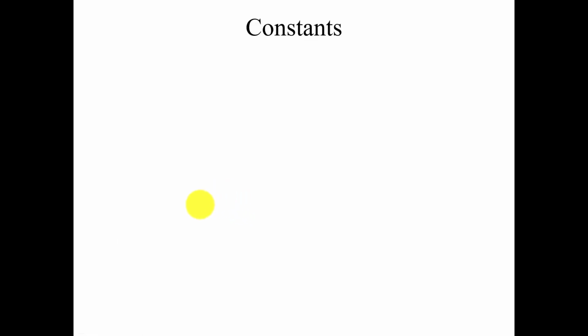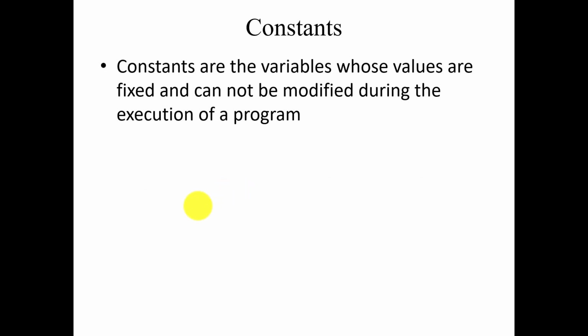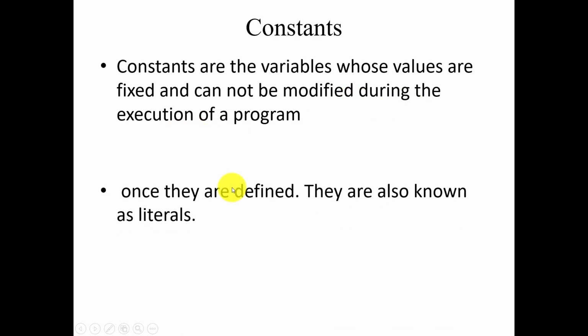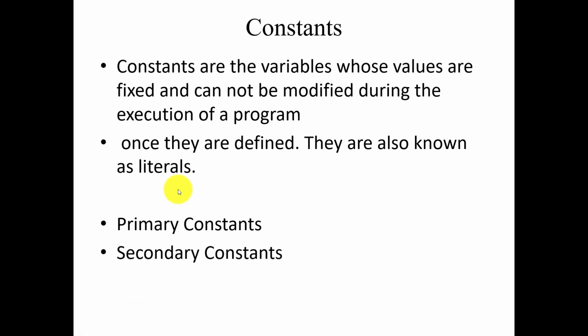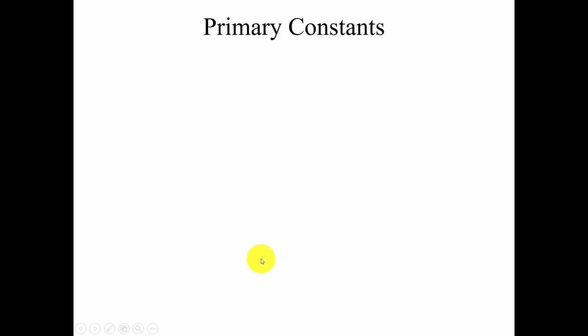Now the next token of C is the constant. What is a constant? A constant is a fixed value, or a variable whose value is fixed. That is, we cannot modify or change it during execution of the program. Once we define the constant, we cannot change it. It's a fixed value, and once we define the fixed value, it becomes a literal. So a constant becomes a literal once we define it. Now constants are again divided into two categories: first the primary constant and second the secondary constant.